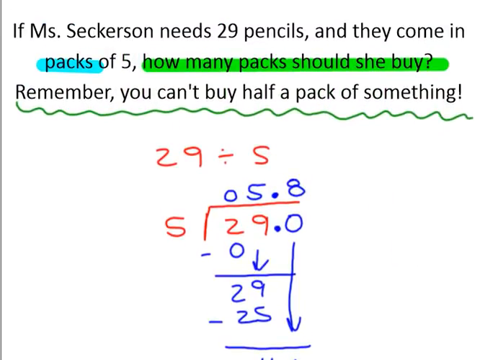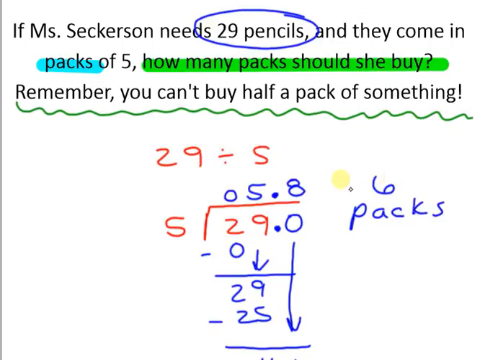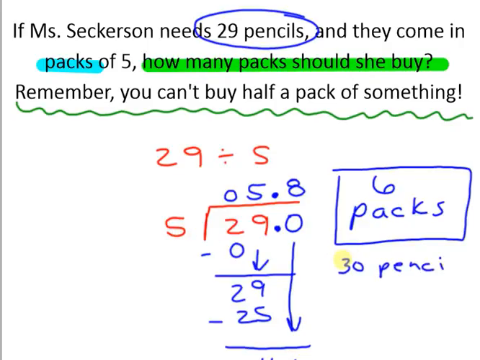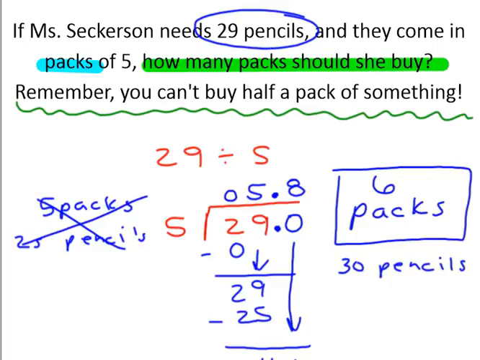Now let's go back up to our original problem. Remember, you can't buy half a pack of something. So if she needs 29 pencils, how many packs does she need? 5.8. So do we round up or down? We need to round up to 6 packs. If she buys 6 packs, 6 packs times 5 pencils, she's going to end up with 30 pencils, meaning she's going to have a couple extra. If she were to buy 5 packs, 5 times 5 is 25 pencils, she's going to be short pencils. That's not going to work. So she needs 6 packs.